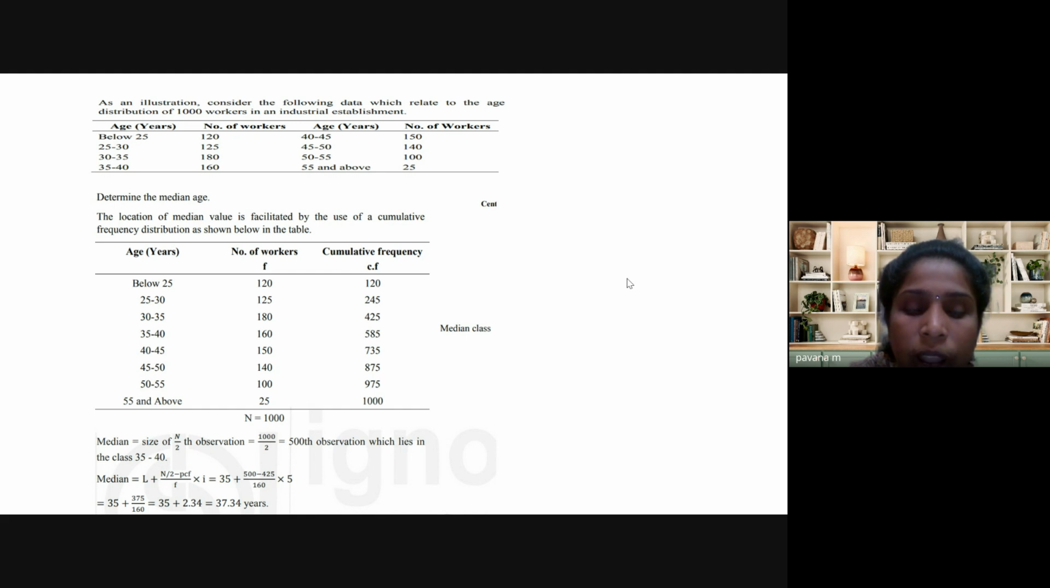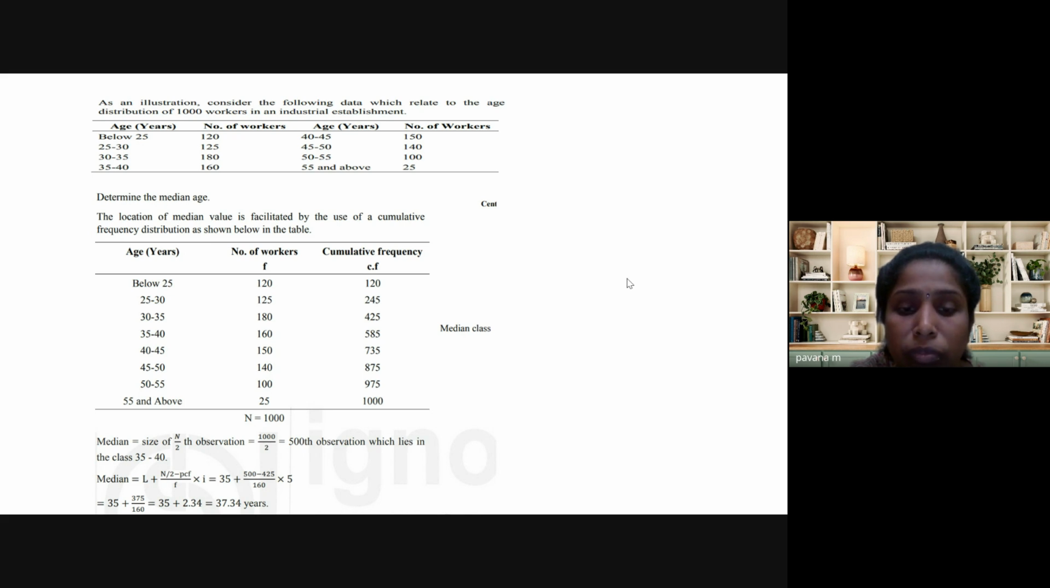Now the median formula is L plus (N by 2 minus PCF) by f into i. Here L means the lower limit of that class interval, 35 to 40, so L is 35. N is 1000, the number of observations, so N by 2 is 500, minus the preceding cumulative frequency. The 500th observation is in the class interval of 35 to 40, whose cumulative frequency is 585, right? So the preceding cumulative frequency is 425.